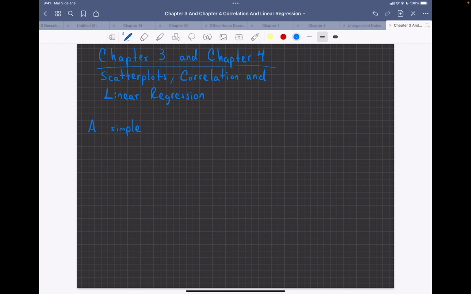A simple way to establish a relationship between two variables, x and y, is by using a linear relationship.